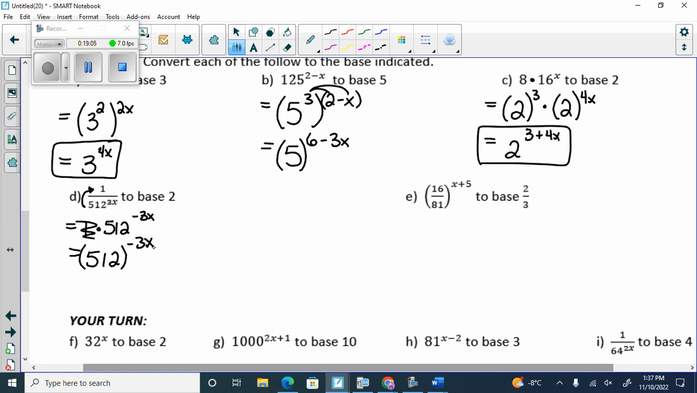And they want it to be base 2. 2 to the what is 512? Try that out. Someone said it. 9. 2 to the 9 is 512. And then that's a negative 3x. So it's going to be 2 to the negative 27x.